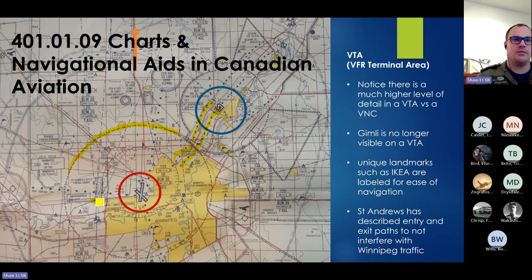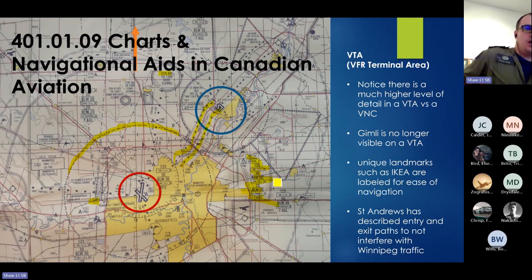We've also got the Winnipeg NDB here, the non-directional beacon. We'll get into that in radio aids. We can see here that we've got the airspace designation, so who we should be talking to at what altitude. We've got the floodway bridge, another call-up point. We've got some CYR, so we've got restricted airspace.